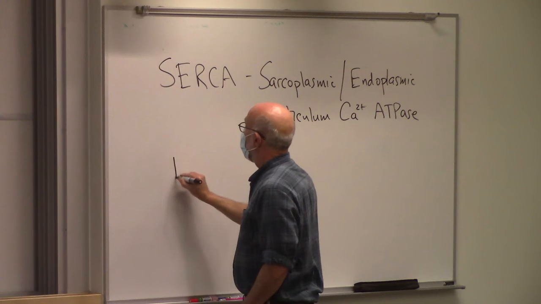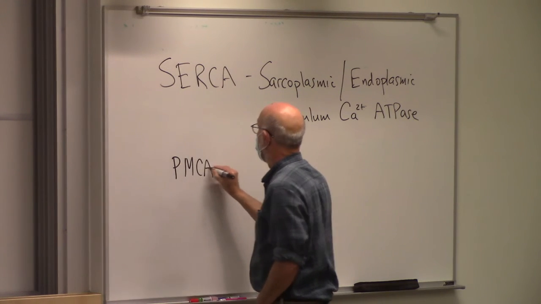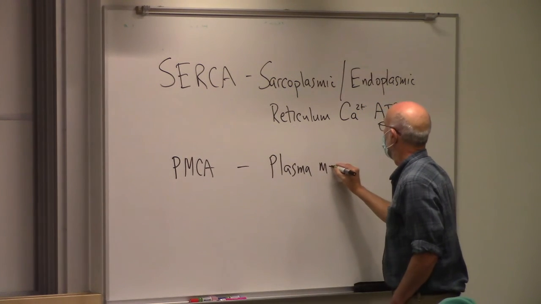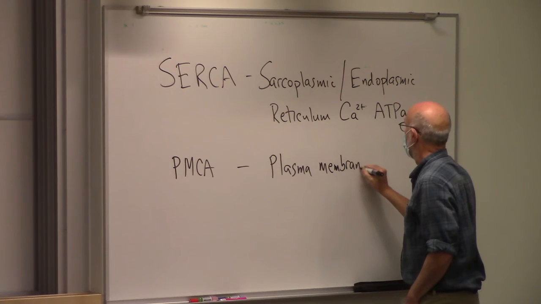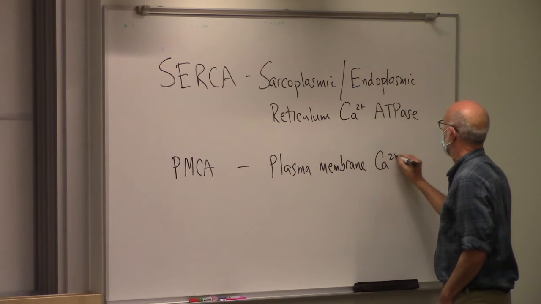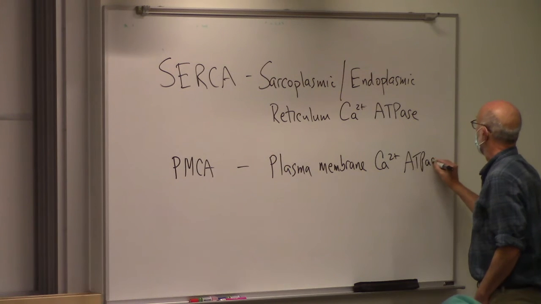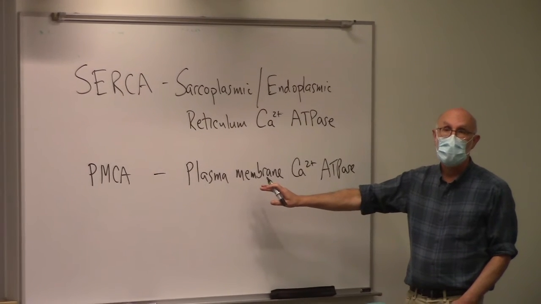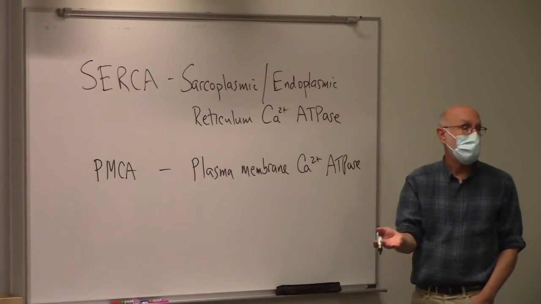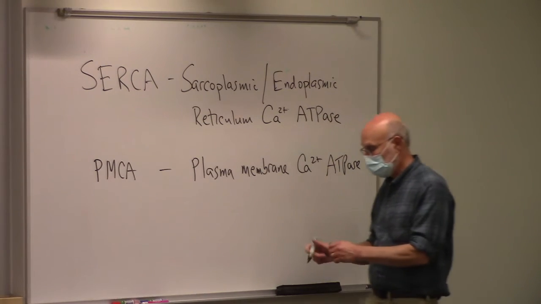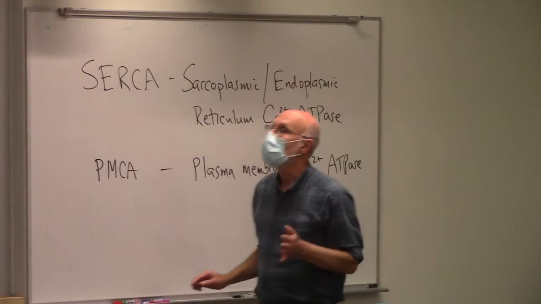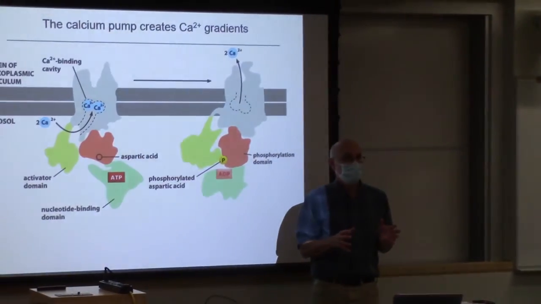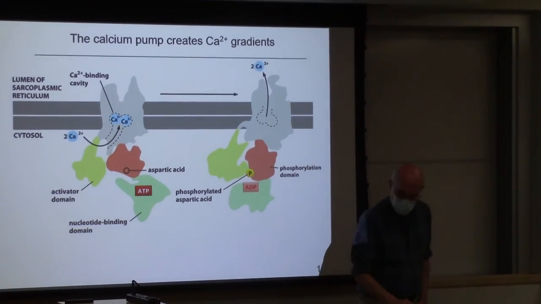The other calcium ATPase is called PMCA, for plasma membrane calcium ATPase. It's in the surface membrane of the cell, like the sodium potassium ATPase. Both of these pump the calcium out of the cytoplasm. So we'll see that in an upcoming slide.